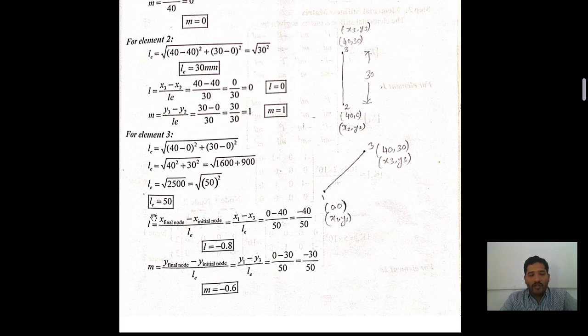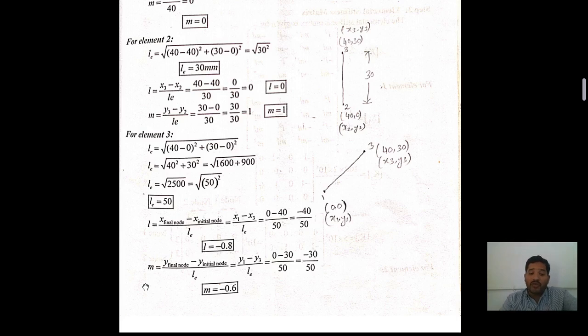After getting the value of LE, we need to find out the value of L. The L is x final node minus x initial node by LE. So x final node here, which one is the final? This is the final and this is the initial. So x1 minus x3 by LE. Same procedure: x1 is 0 and x3 is 40. 0 minus 40 by 50. So if you cancel this term, then L is equal to minus 0.8. L value is minus 0.8.